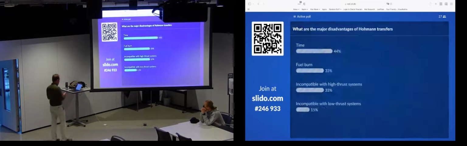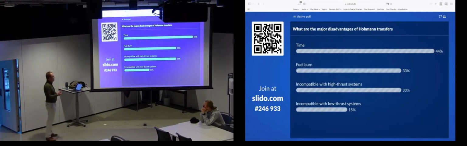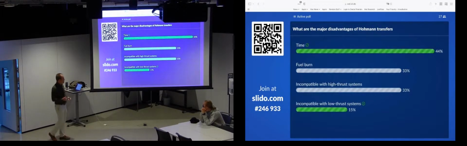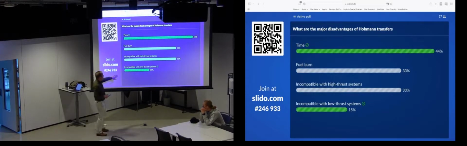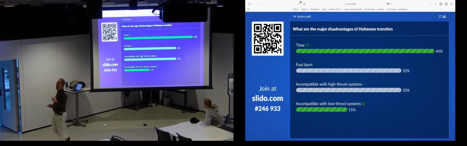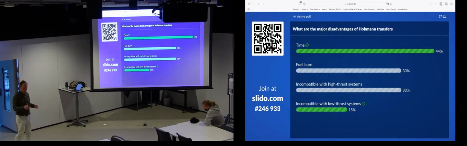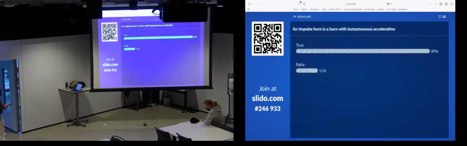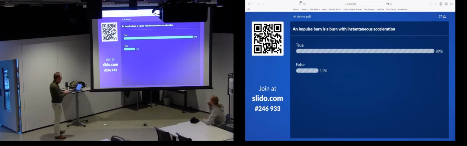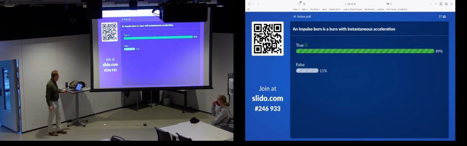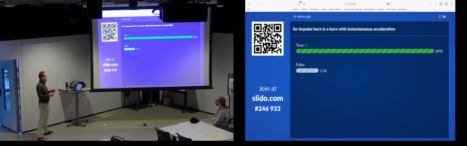Okay. As we said, what's the major disadvantage? The major disadvantage is, as always, time. It is also incompatible with low thrust systems. As you said, it requires an impulse type burn. An impulse burn is a burn with instantaneous acceleration, and as we said before, that's true. Now, as we said, there are no true impulse rockets.